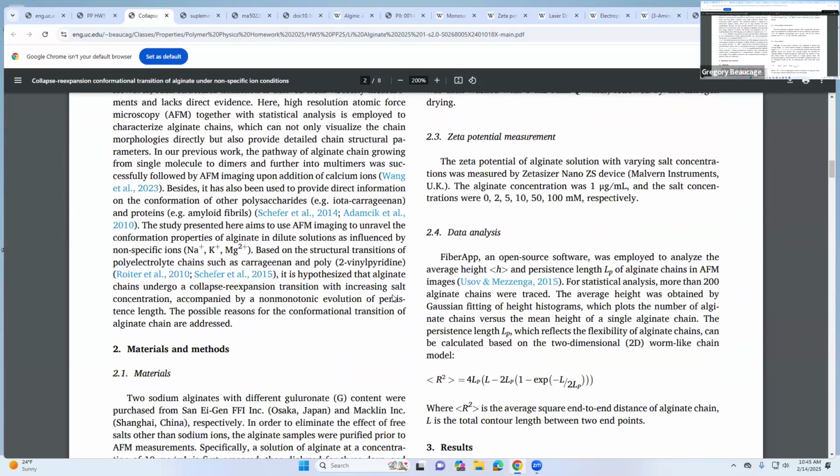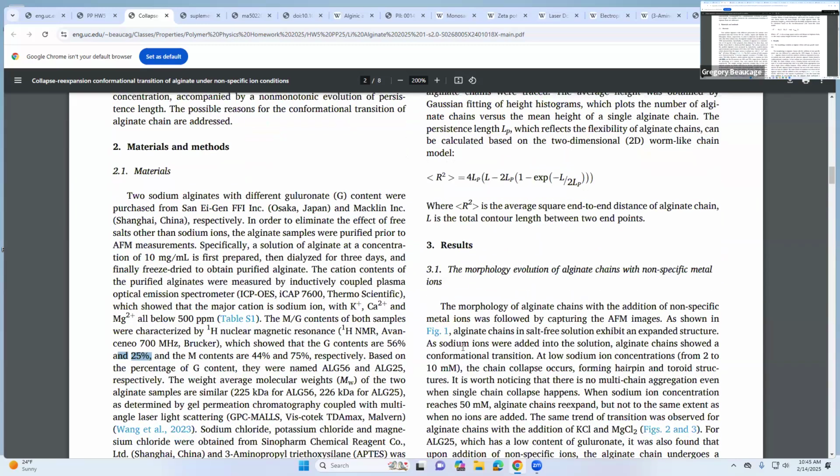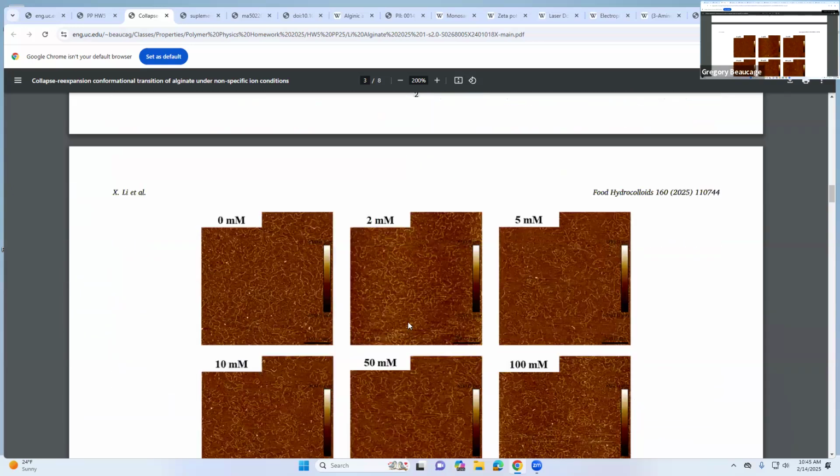The other thing, and I mentioned it, is that you're looking at a chain that was in 3D, and you're talking about the 3D. I want to ask, is there a reason why sodium chloride, potassium chloride, and magnesium chloride were used as the non-specific metal ions?